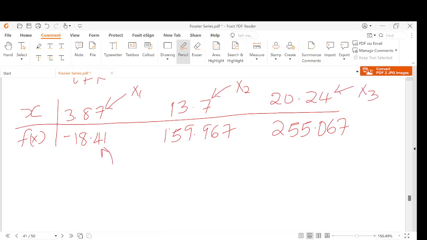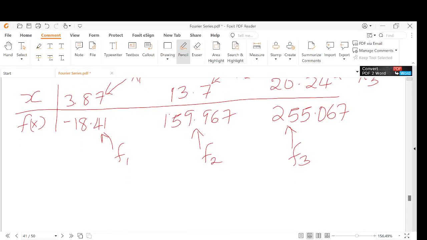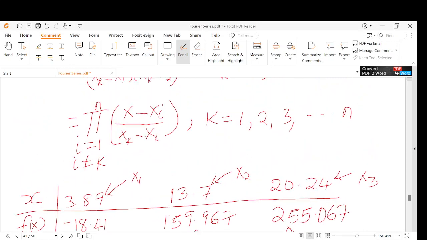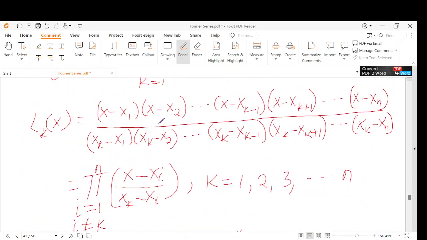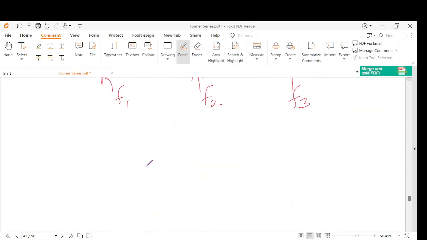Then the associated values here, we can call them f1, f2, and this one is f3. So that in this case, we can say when k is 1 here for the fundamental polynomials, I will not take the value of 1, so x minus x1 will not appear. We'll start with x minus x2, then x minus x3.